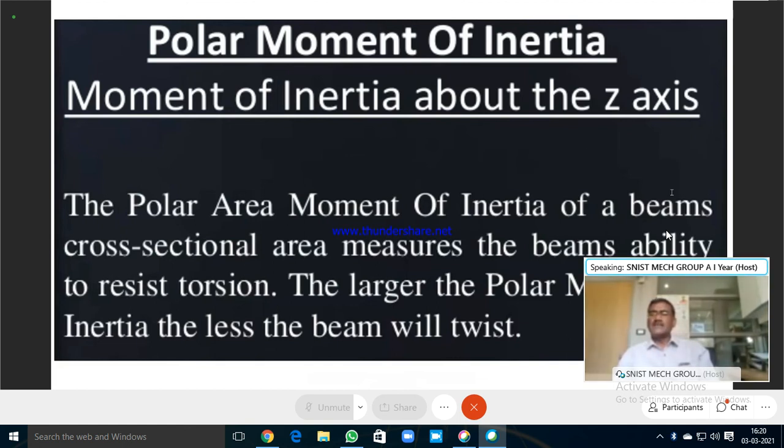It is same as your perpendicular axis theorem, Chandrasekhar. Polar moment of inertia and perpendicular axis theorem both are same. So we are defining with respect to polar moment of inertia, and of course we are discussing that particular theorem also. I hope you have noted down. Then proceed to the next slide.